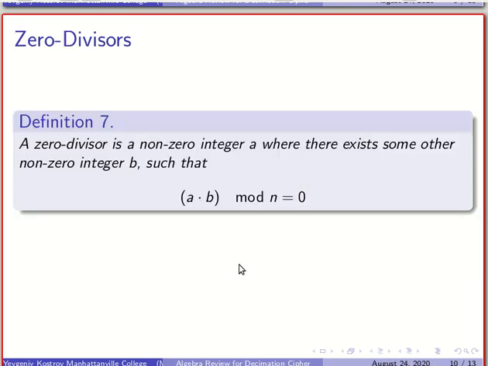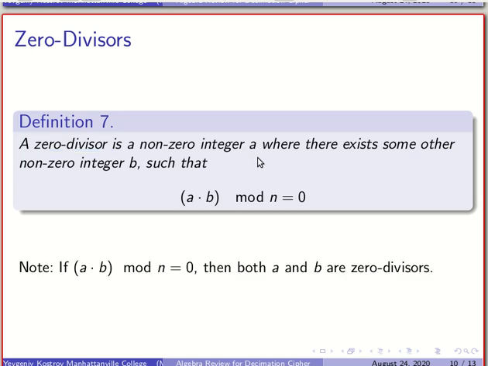The next idea is the opposite of the unit. We call something a zero divisor. A number a is a zero divisor if there exists some other non-zero integer b, such that if we do the modulo calculation, a times b mod n will be equal to 0.